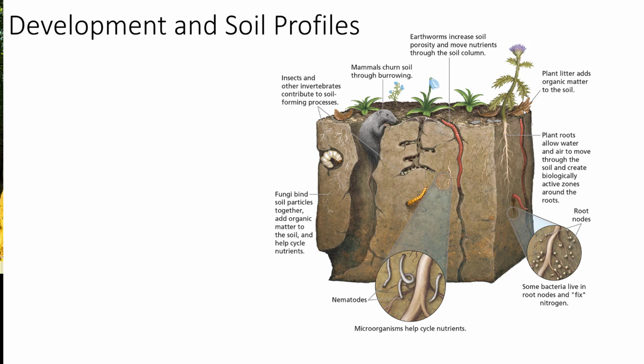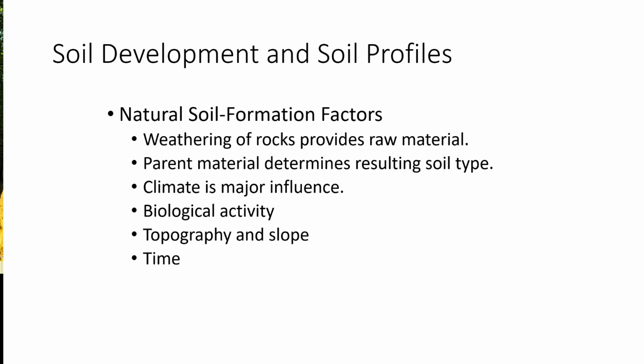Climate is a major influence, and climate is categorized by many factors. The two primary ones are water and temperature. And biological activity is important for soil, as are topography, slope, and time. We're going to see an example of topography. It's the lay of the land, and slope is how steep something is. So here is that example that I mentioned.